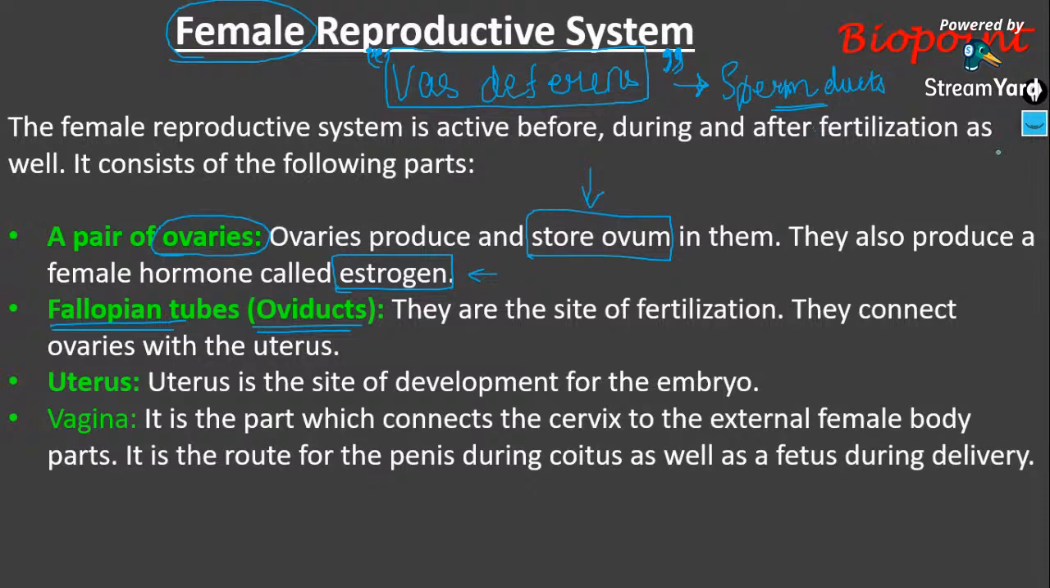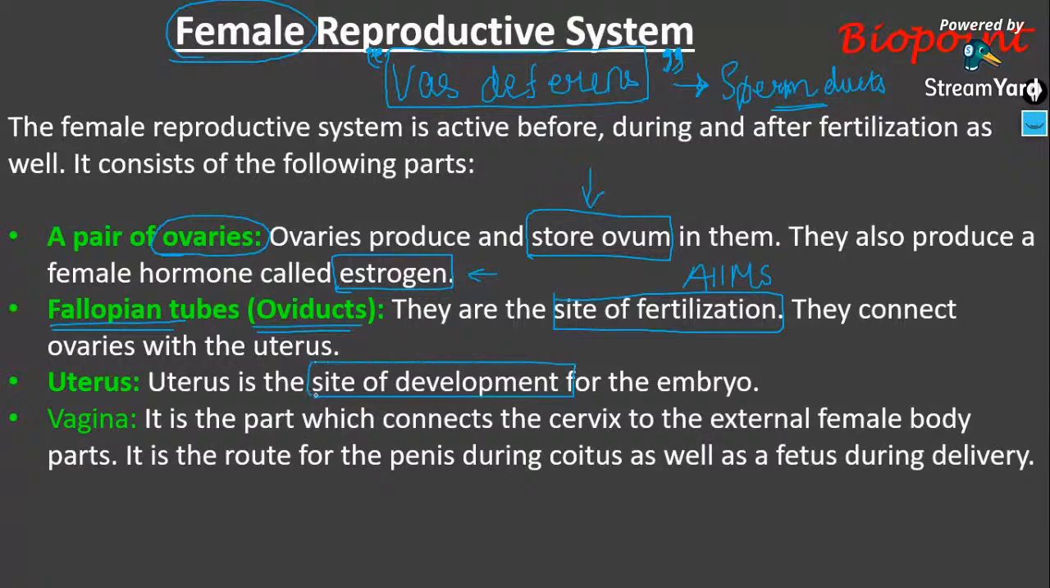Okay, everyone? So the fallopian tube is also known as the oviduct. These are the sites of fertilization. This has been repeated for several years as an AIIMS question, even a previous year AIIMS question, even a 10th standard board exam question. Site of fertilization: oviduct. Just imagine it is an AIIMS question. You have studied the concept. The site of fertilization is the oviduct. They connect the ovary with the uterus. The uterus is actually the site of development of the embryo.